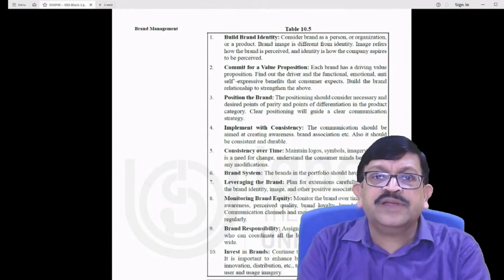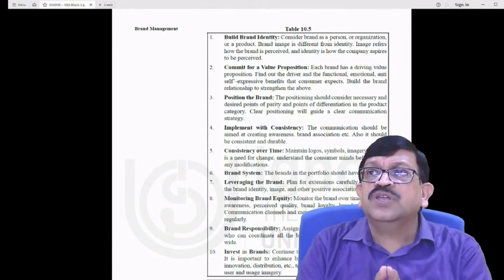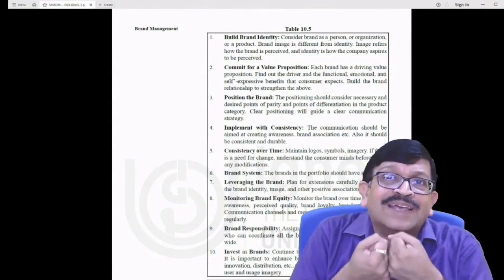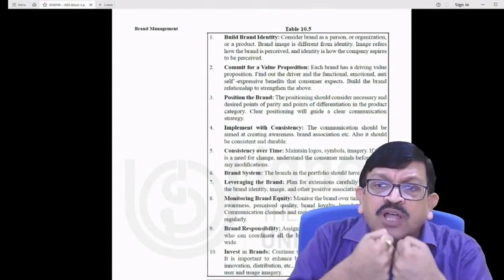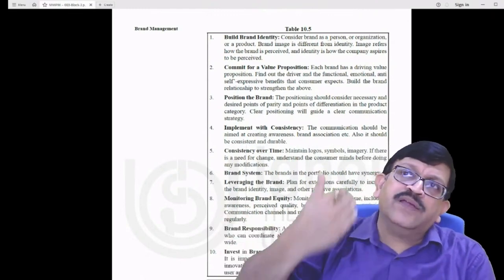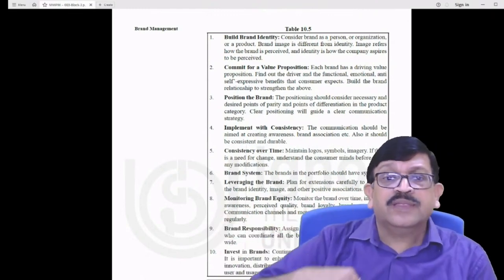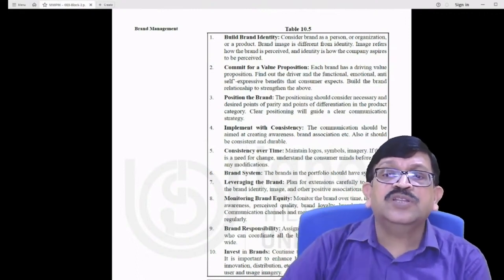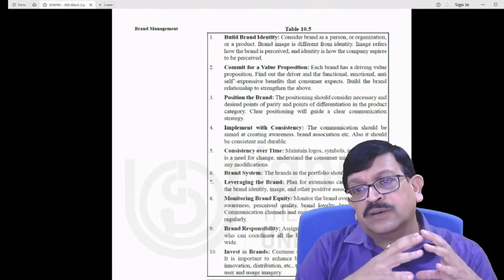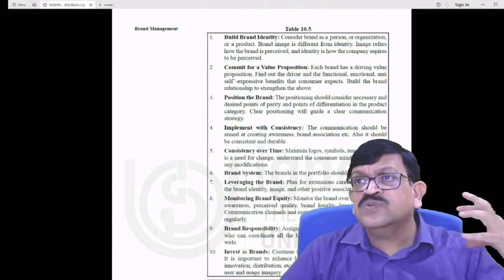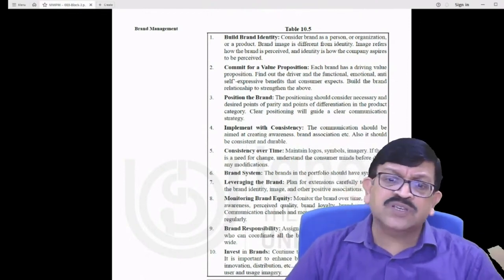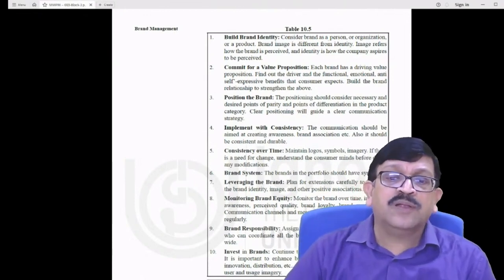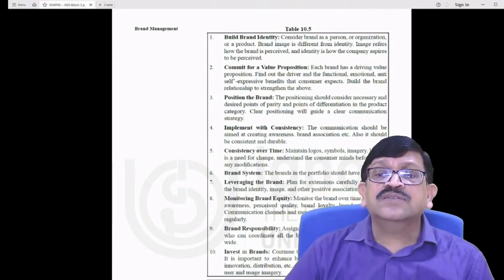You build the brand identity, you make the value proposition, you position the brand, you offer value, and the brand can be extended not only for today, but for a longer period of time, by the kind of communication that you are making, the brand promises you are making, and what kind of imagery you have created in the minds, the kind of association that you have created, something which we have talked about in the CBBE model and the ACATS model.